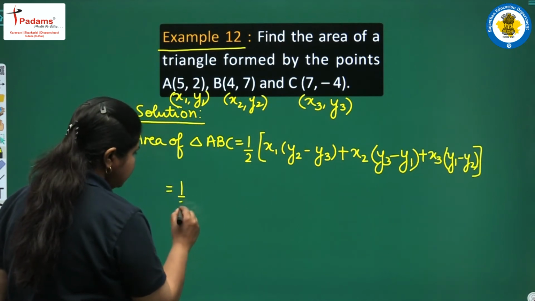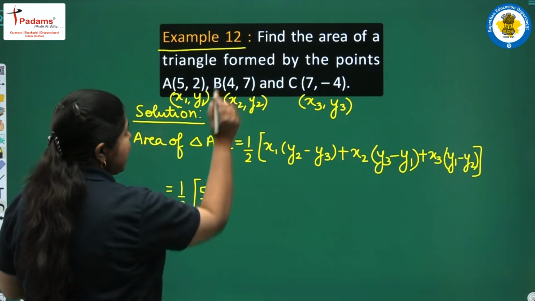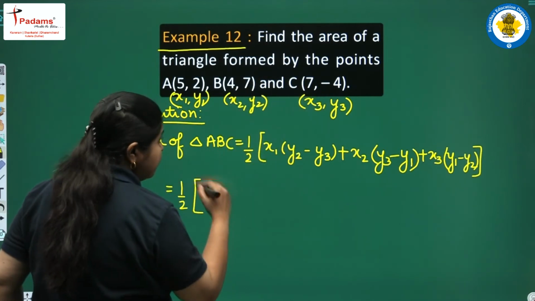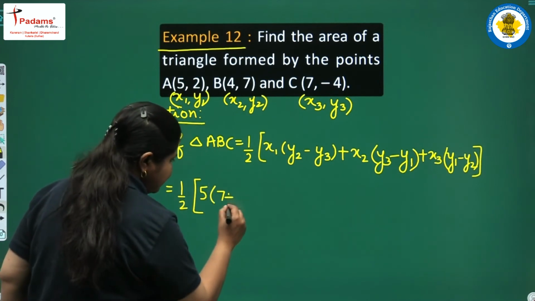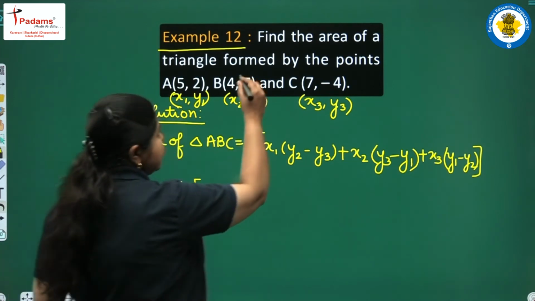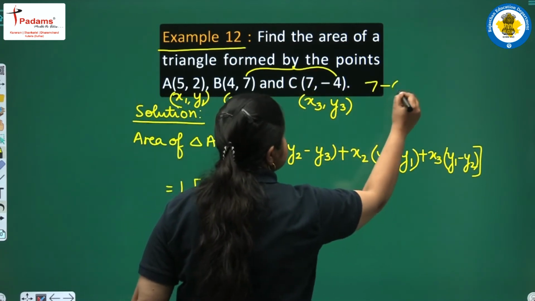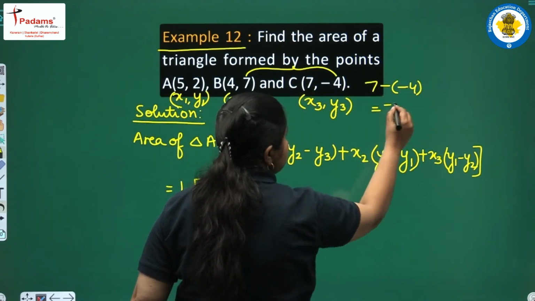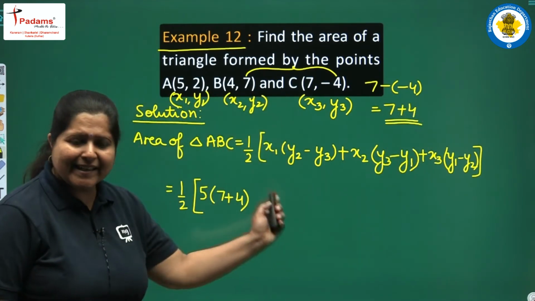This will be half, then x1 5 into यहाँ से लेंगे 7 माइनस माइनस 4. तो आप डायरेक्टली भी +4 लिख सकते हैं, +4. ठीक है, कैसे लिख रहे हैं हम? यहाँ से जब हम इन दोनों कोऑर्डिनेट्स को लेंगे तो 7 माइनस माइनस 4 लिखना है, और इसी को डायरेक्टली मैं लिख रही हूँ 7 + 4. ठीक है, तो आप भी ऐसे डायरेक्टली लिख सकते हैं.